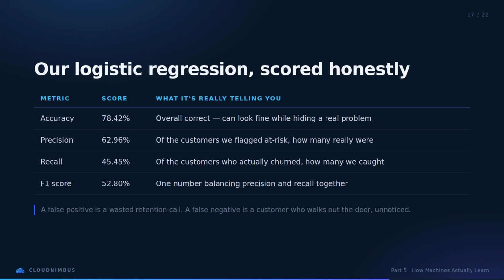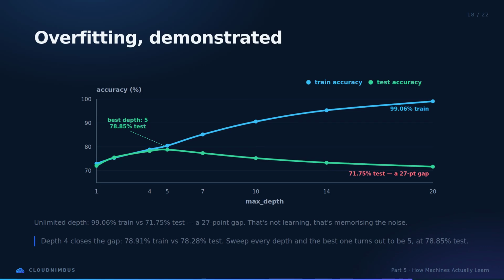A decision tree, left completely unrestrained, will keep asking yes or no questions about the data until it can carve out a rule specific enough to fit every single training customer almost perfectly. Trained with no depth limit at all, that tree scores 99.06% on the data it trained on and 71.75% on data it's never seen. A 27-point gap. That is not learning. That is memorizing the noise in 3 sentences.